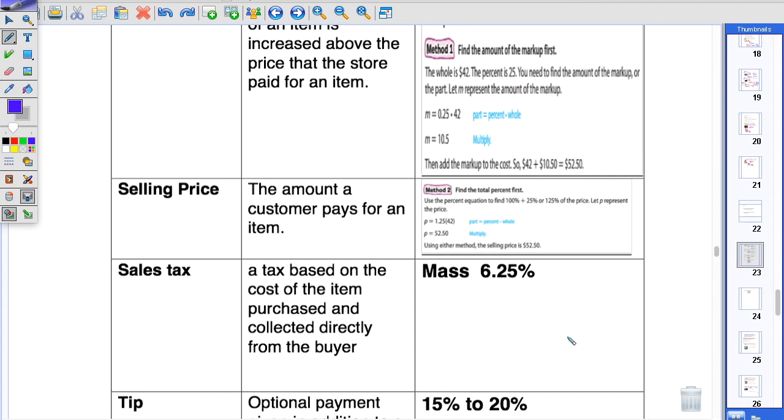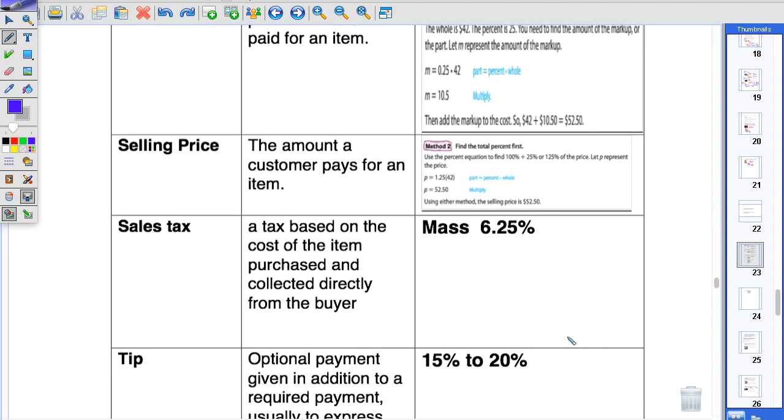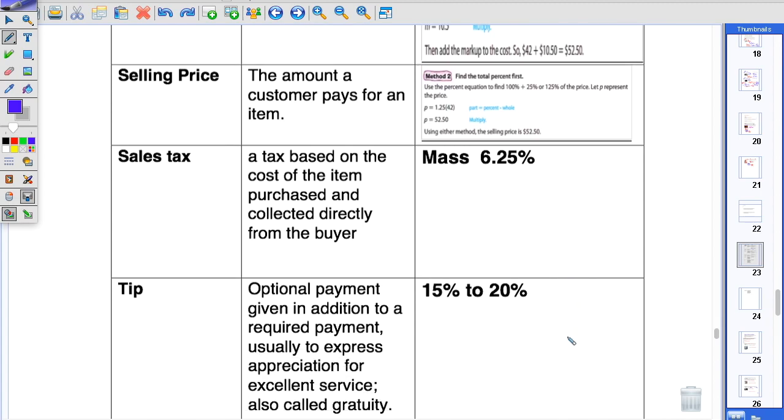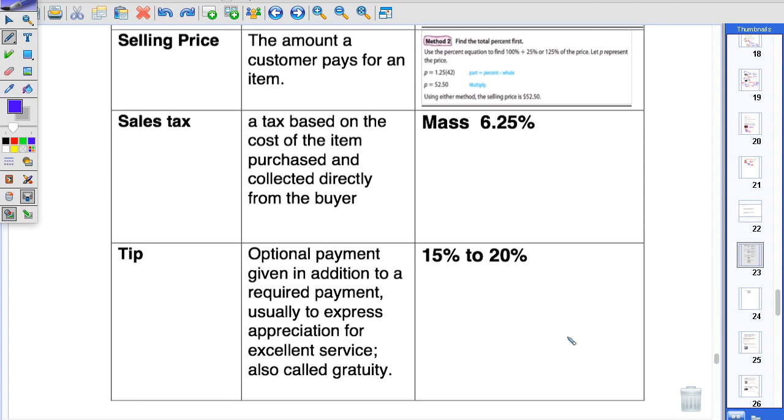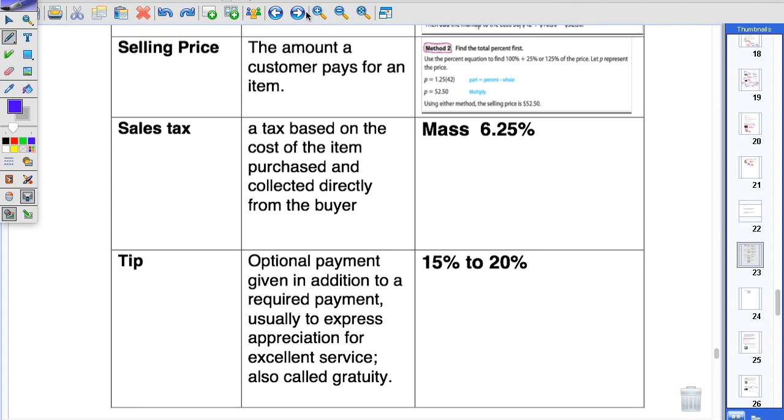Sales tax is a tax based on the cost of the item purchased and collected directly from the buyer. And in Massachusetts, our sales tax is 6.25%. Tip is an optional payment given in addition to a required payment, usually to express appreciation for excellent service, also called gratuity. And a good tip is anywhere between 15 to 20%.